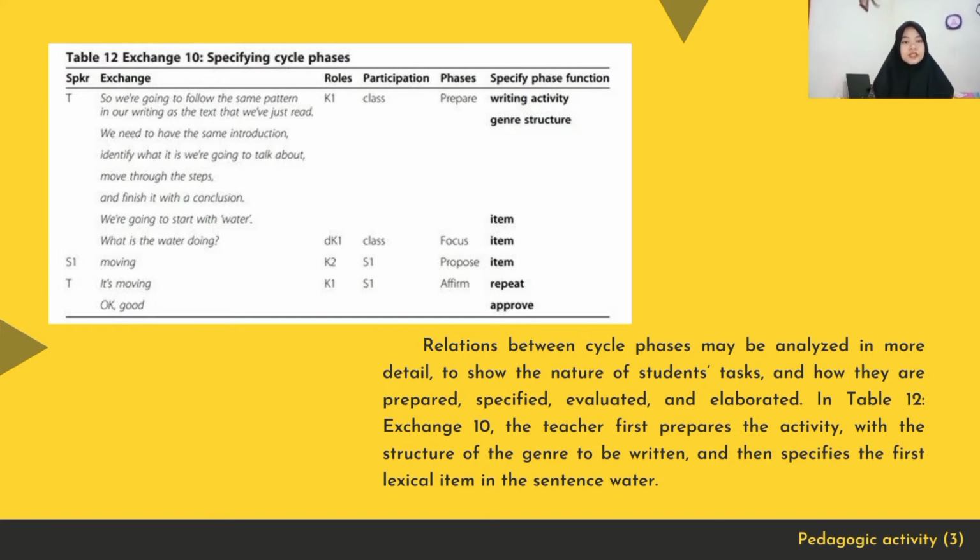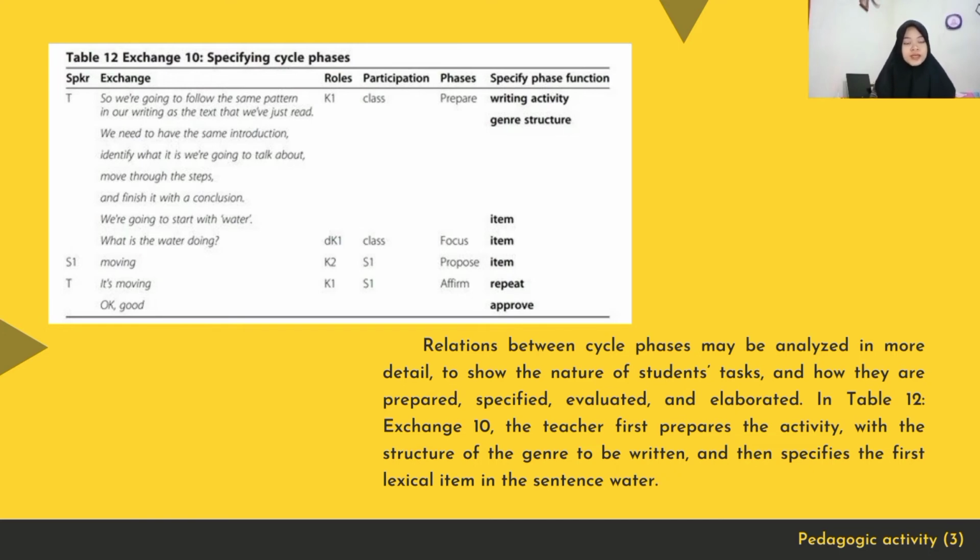Speaker, teacher. So we're going to follow the same pattern in our writing as the text that we've just read. We need to have the same introduction, identify what we're going to talk about, move through the steps, and finish with a conclusion. Roles is K1, participation is class, phase is prepare, specific phase function is writing activity genre structure. Exchange: we're going to start with order.